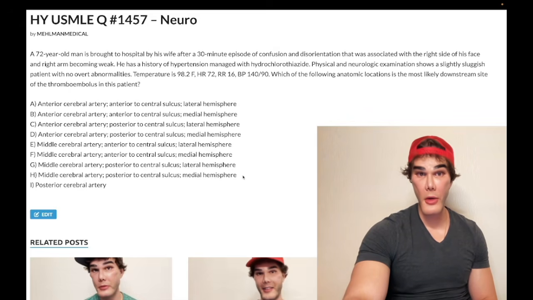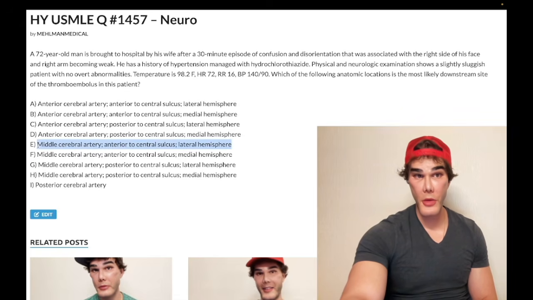So we know that we're dealing with only E or G here, middle cerebral arteries with lateral hemispheres. Now you need to know that if you are experiencing motor dysfunction, it's going to be anterior to the central sulcus. So our correct answer is E. If we had sensory abnormality instead, we would be posterior to the central sulcus.